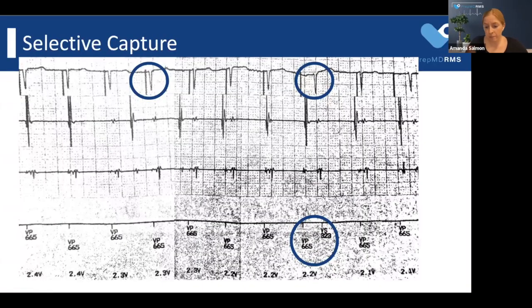So selective capture, pure His, looks exactly like your intrinsic. That's what this patient has, until we completely have loss of capture.